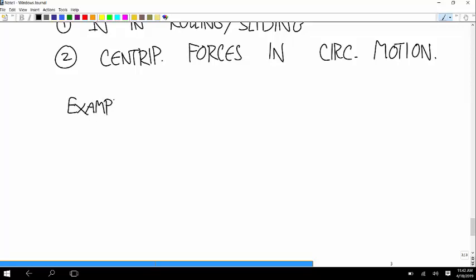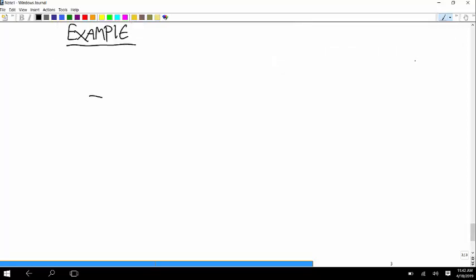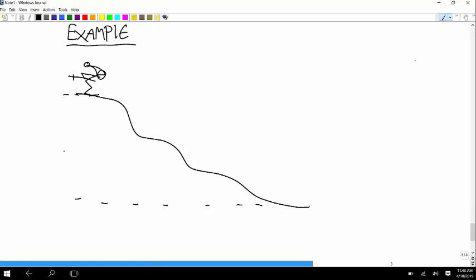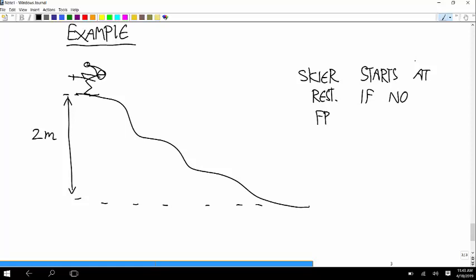So the first example, let's say that a person's at the top of a little hill on skis, getting ready to enjoy some mid-April weather. Let's say that this hill is 2 meters high, just a little bump. It's like Buck Hill. And let's say the skier starts at rest. If there's no friction, what's the speed at the bottom?